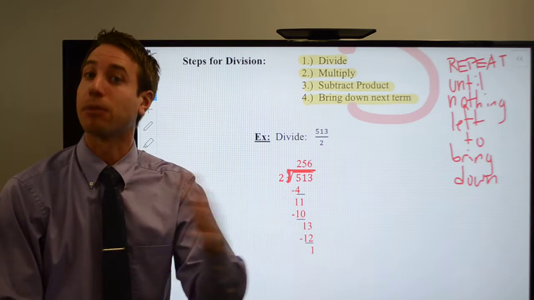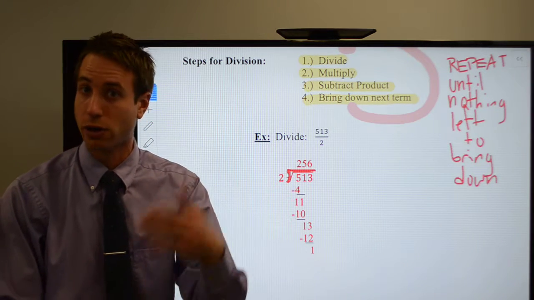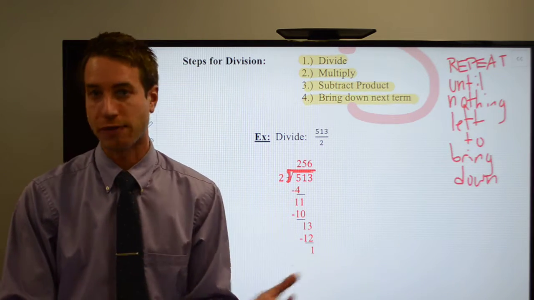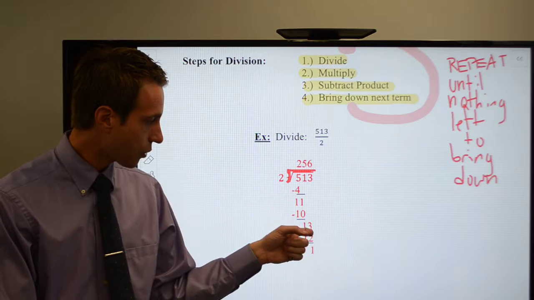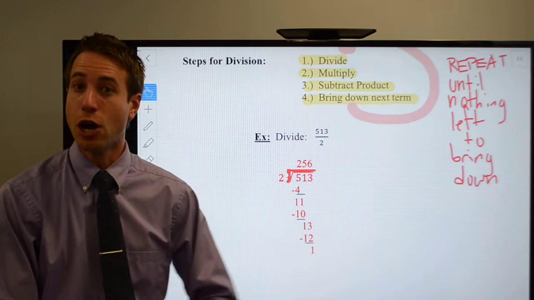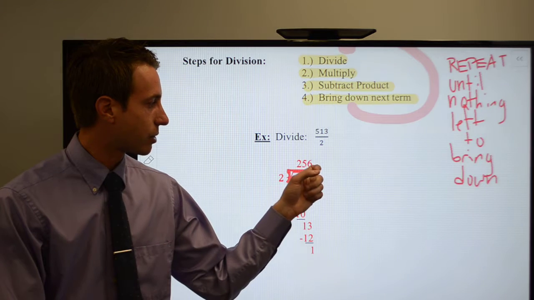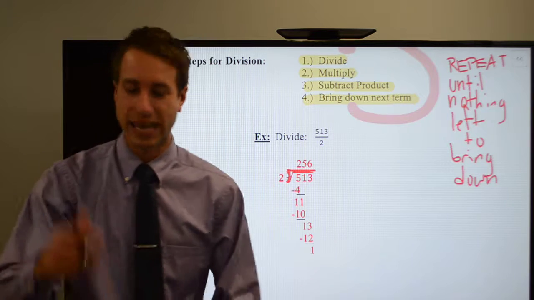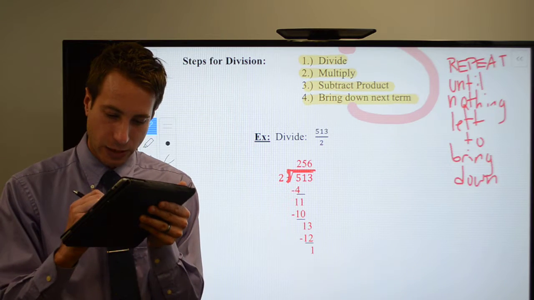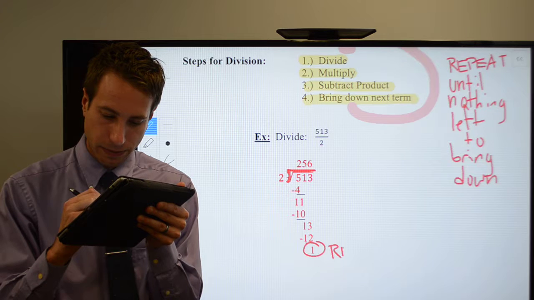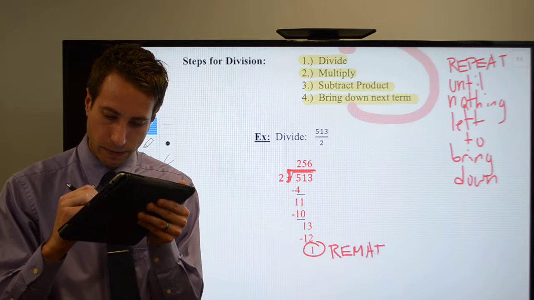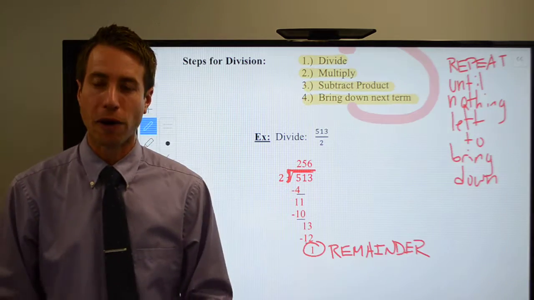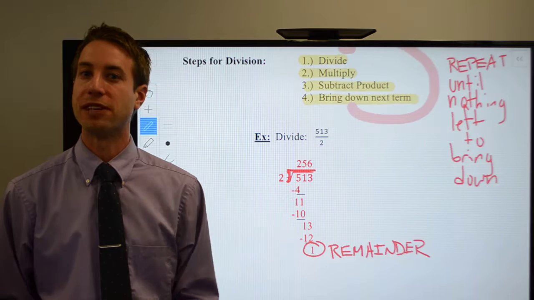Bring down. I'm going through those 4 steps in order until I run out of things to bring down. So I brought down the 3. That's the last thing to bring down, so after this, my process is over. 13. How many times does 2 go into 13? Well, that would be 6 times. So that goes in my quotient. 6 times 2 is 12. 13 minus 12 is 1. And the way this works is this little guy right here is what we call our remainder. It's what's left over after you have completed the division process.